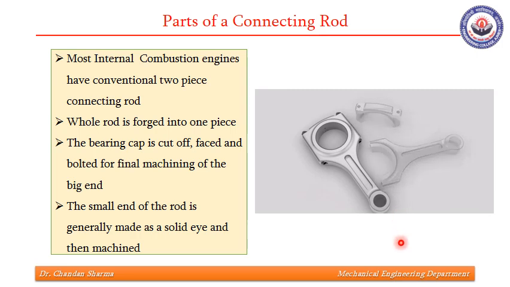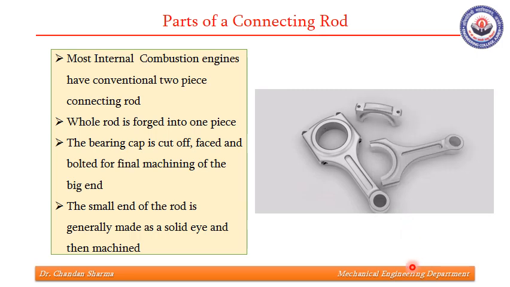Now, since the functions that a connecting rod is supposed to perform are unique, its design is also a bit different. As you can see, this is one assembled connecting rod. It has mainly two parts. This is connecting rod, this is its small end, this is its big end, and this is big end cap, which is fastened to this big end by means of two bolts.